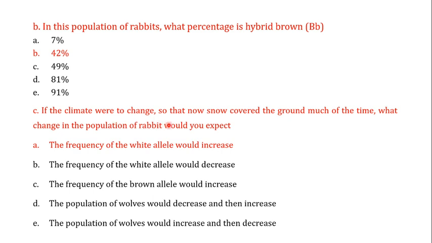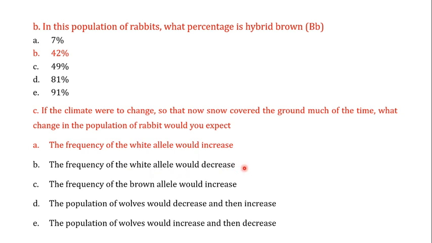So if the climate changes, so that now the snow covered the ground much of the time, what change in the population of rabbit would you expect? And these are your options. That the frequency of the white allele would increase. I have already highlighted this. This should be your answer, because this is going to give advantage to the rabbits, so that they can be protected from the predators. The frequency of the white allele would decrease.